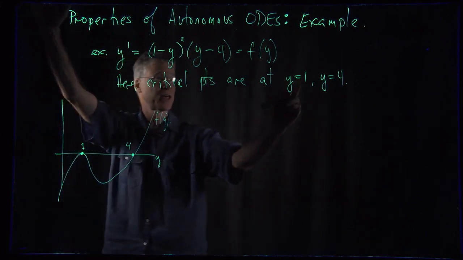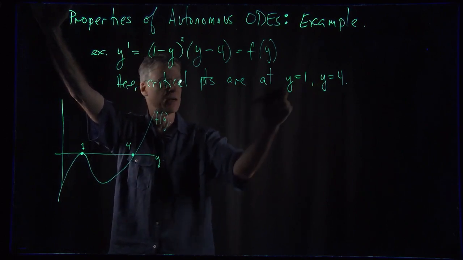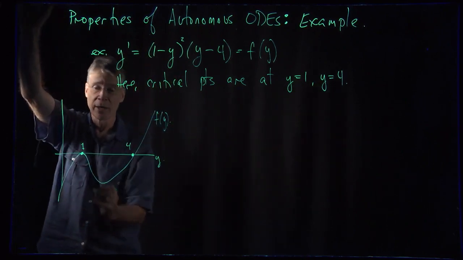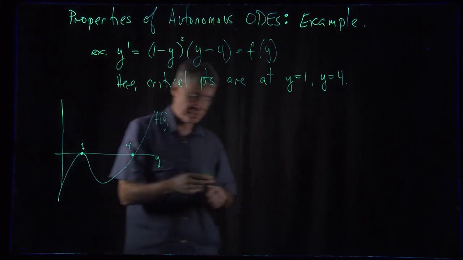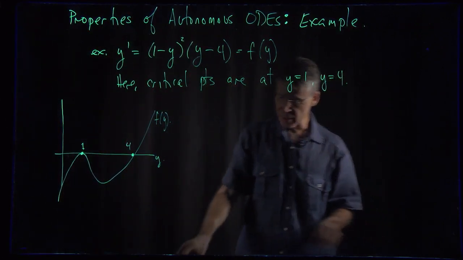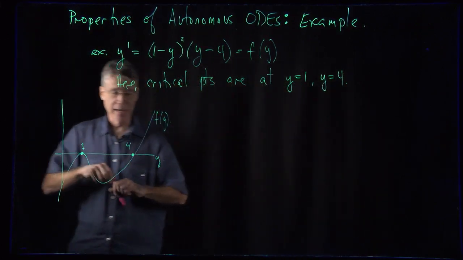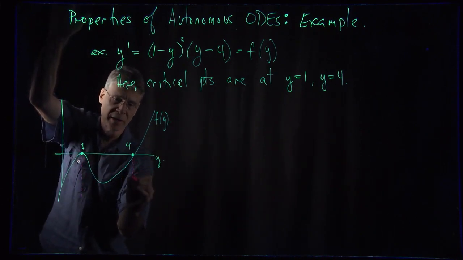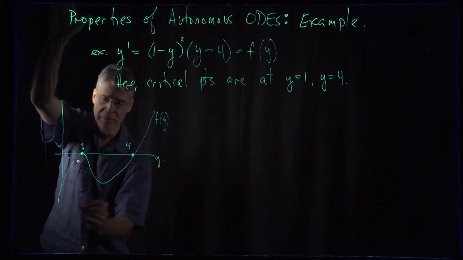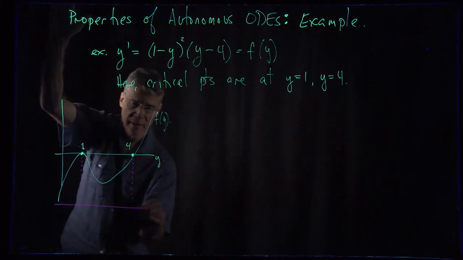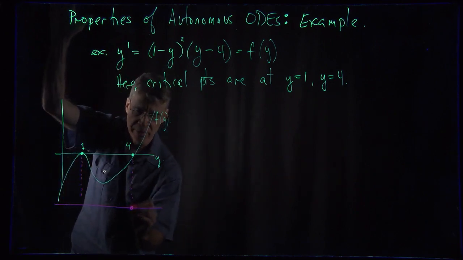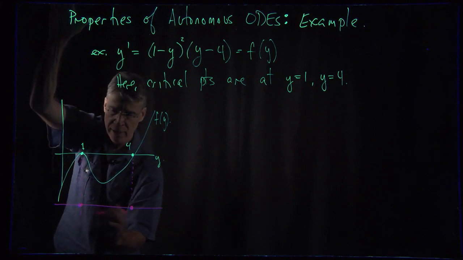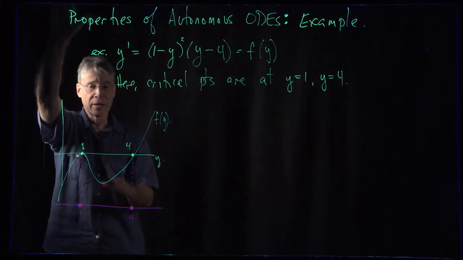And we know that it touches the horizontal axis at y equals 1 and y equals 4. I could immediately start to think about things like a phase line for this. By doing nothing more, and once you get good at this, practiced at it, you can see right away what's going on. I know that I have equilibria at 4 and 1.